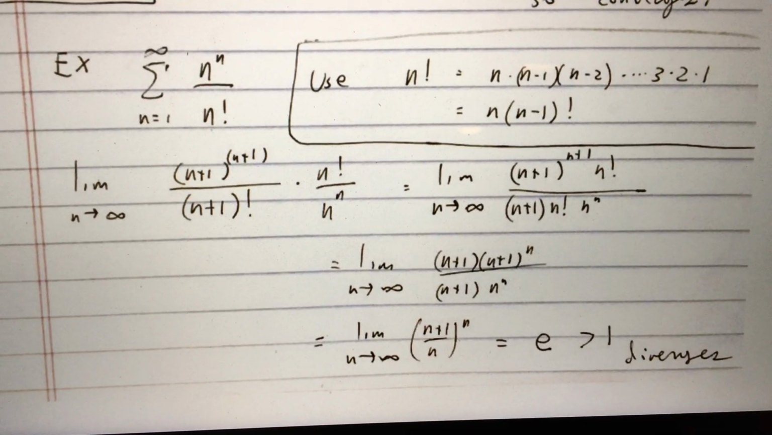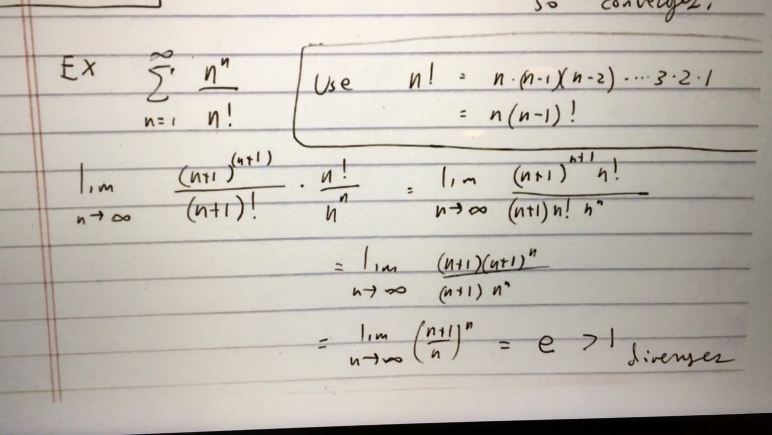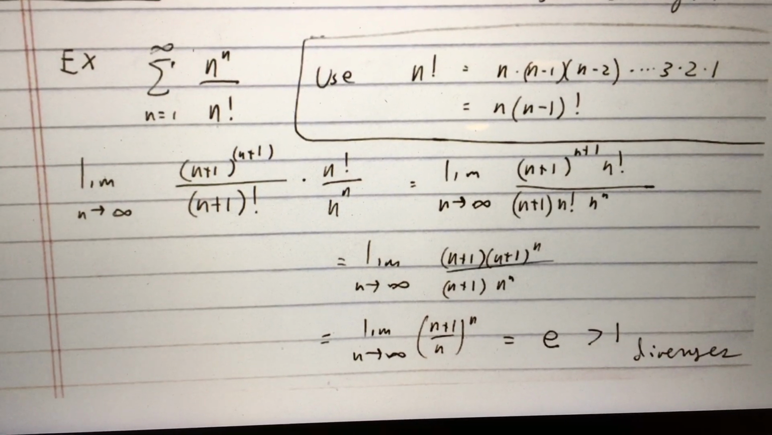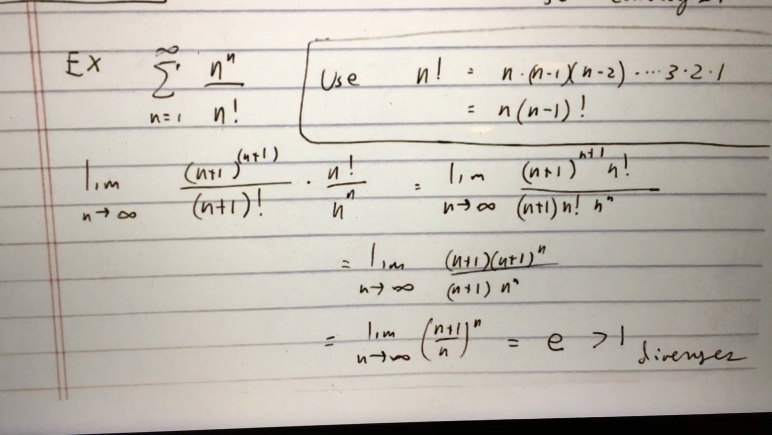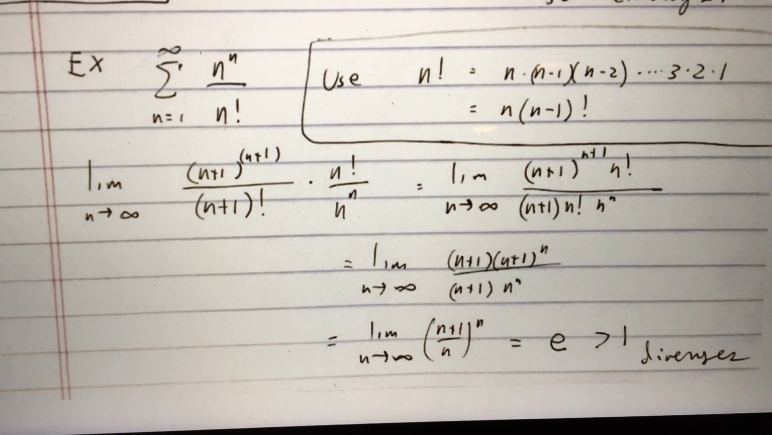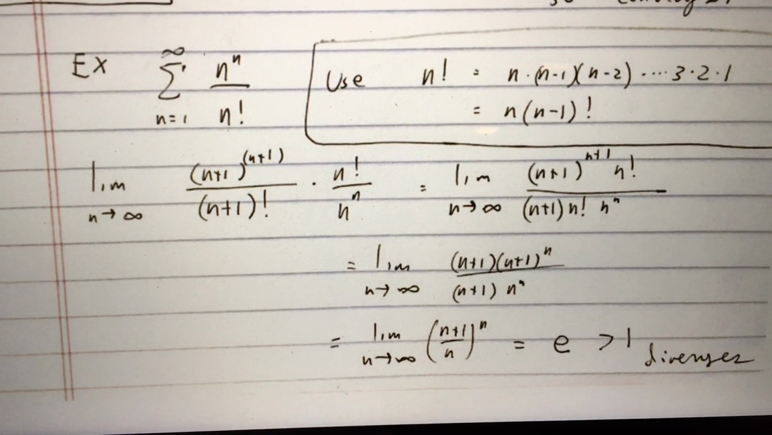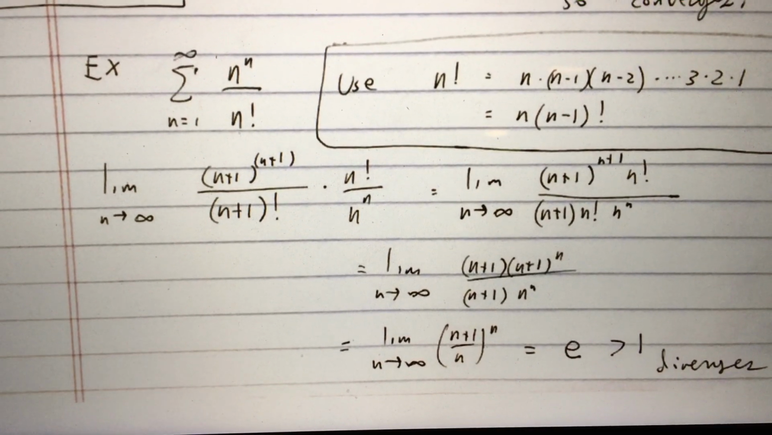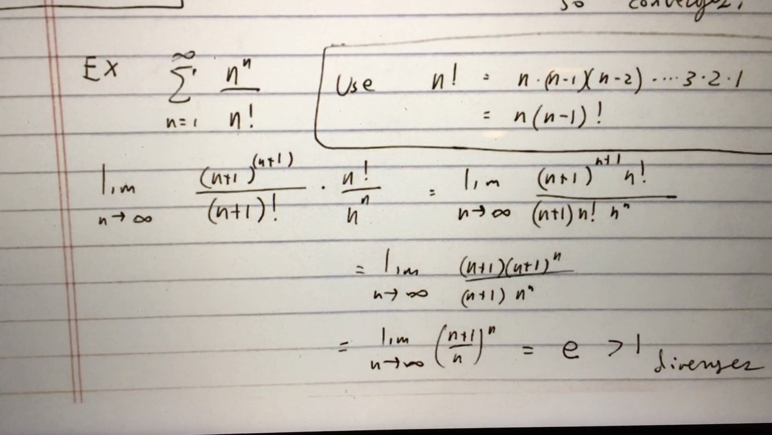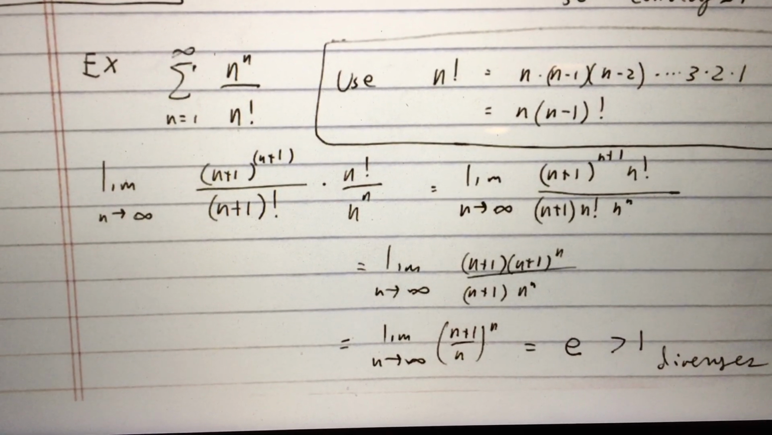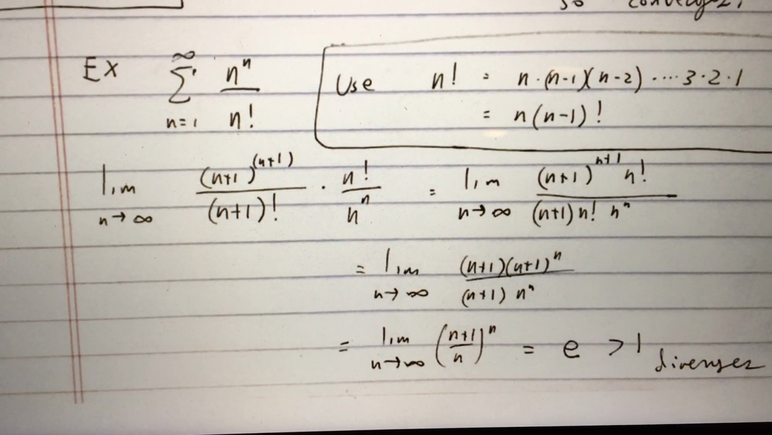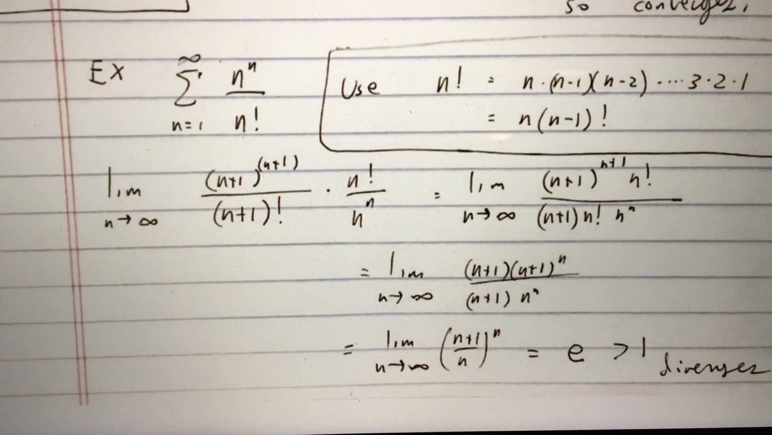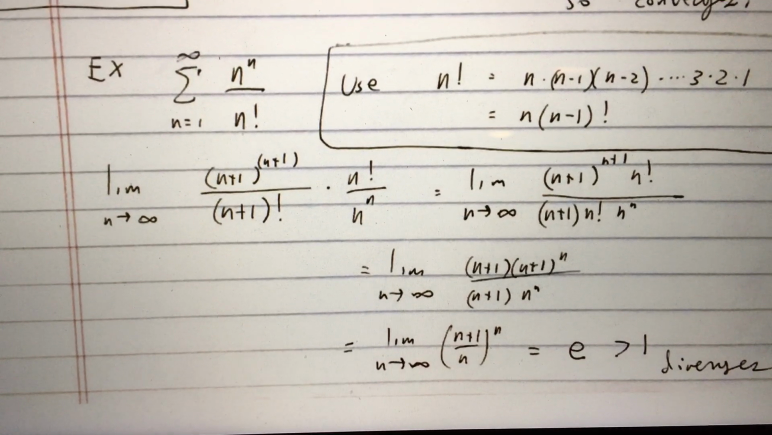N factorial means start multiplying, begin with n, and decrease by 1. So it's n times n minus 1 times n minus 2, and you keep going all the way down to 1, all the way down to 3 times 2 times 1. So for instance, 3 factorial would be 3 times 2 times 1 equals 6. 4 factorial would be 4 times 3 times 2 times 1 equals 24. And 5 factorial would be 120, and so on.